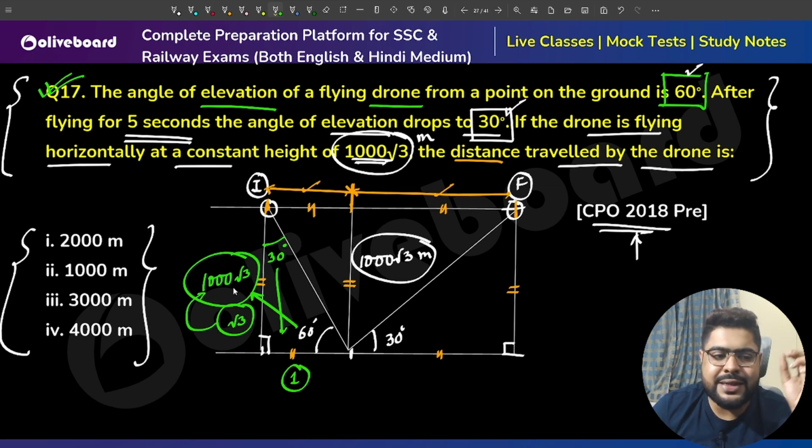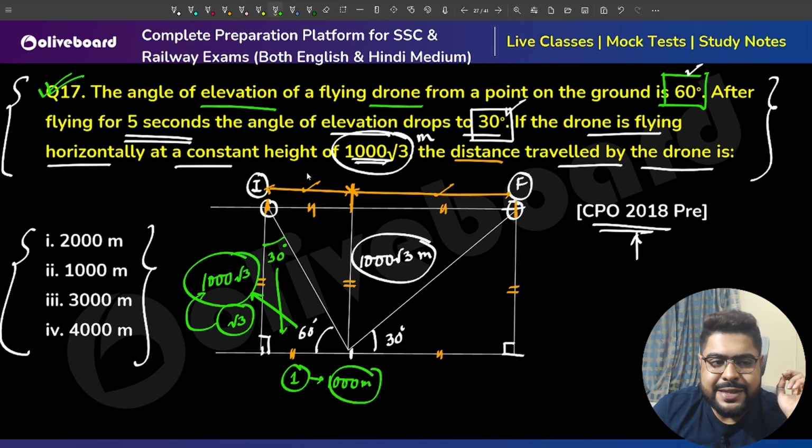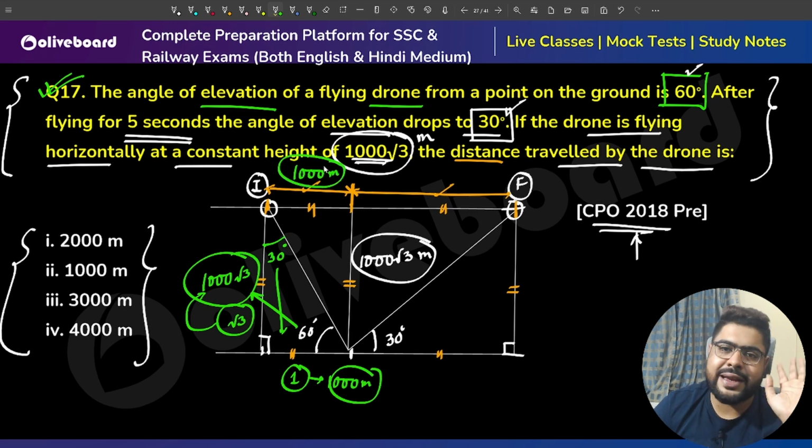1 unit will be what, sir? Divide. So root 3 will cancel. Can I simply say it is 1000 meters? That means this distance is 1000 meters. We got it in 1 second.